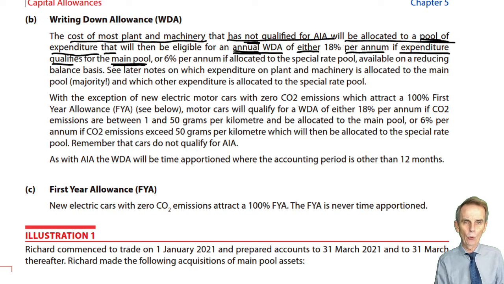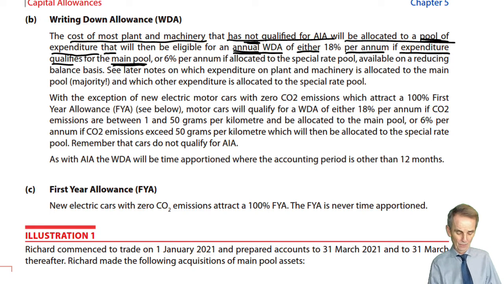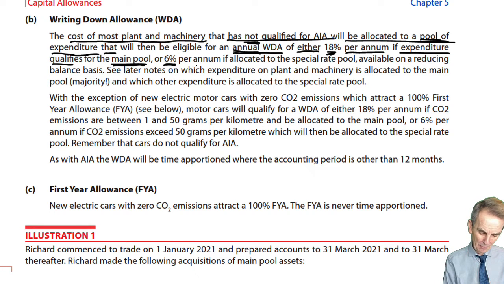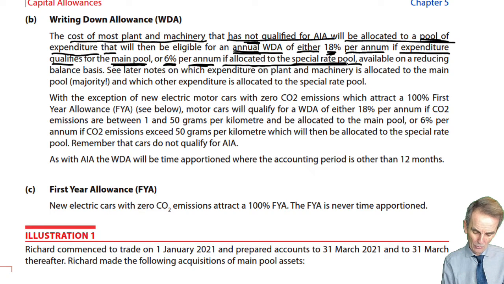But again, to make life more interesting in your exam, it is perfectly possible that the examiner will give you items of plant and machinery that do not get allocated to the main pool, but get instead allocated, as we'll see written here in a moment's time, to something we call the special rate pool. And it's special, sadly, in a bad way, not a good way. Because instead of 18% per annum, it's now only 6% per annum, only a third of the rate that would be available to main pool expenditure.